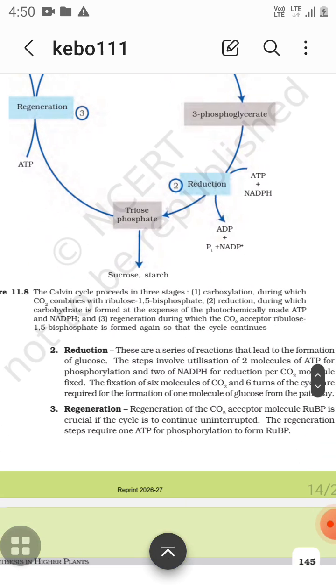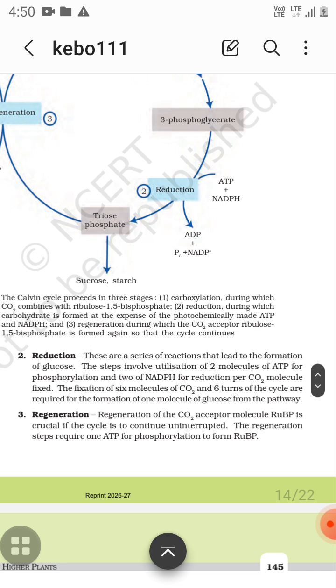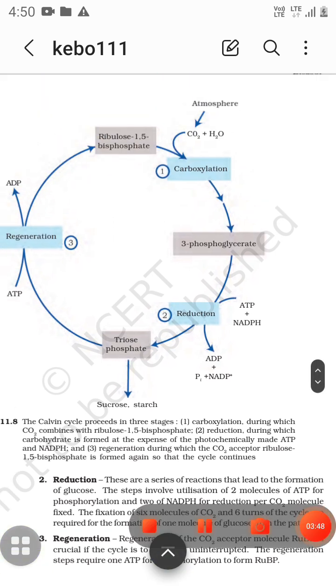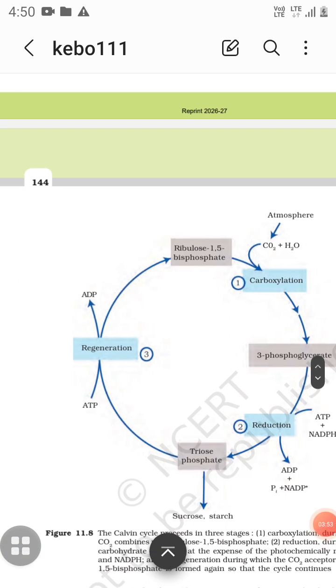Now in the regeneration stage, to regenerate the RuBP, ribulose bisphosphate, that fixes the CO2, it requires 1 ATP. So total 3 ATP, 3 into 6 turns of the cycle, gives us 18 ATP. So total 18 ATP is needed. So this was about the reduction and regeneration.